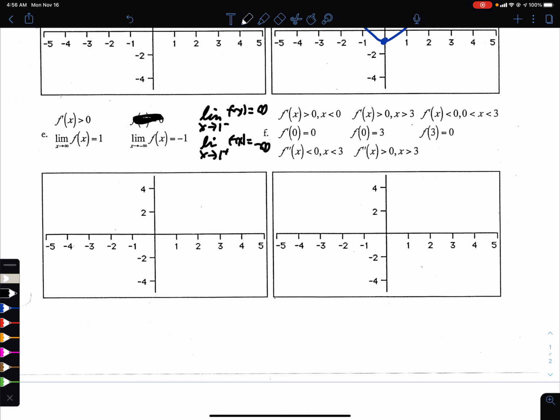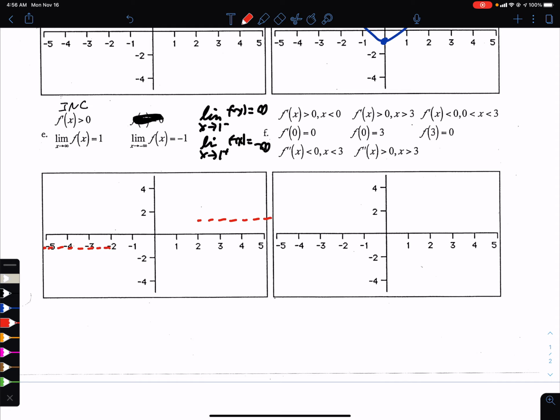So here, the function is always increasing because the derivative is always positive, okay? And this says, as I move to the right, the function approaches 1. So I have a horizontal asymptote at 1 to the right. So I'll just put a dotted line there. And this says, as I move to the left, I approach -1. So I'm going to have a horizontal asymptote at -1 to the left.